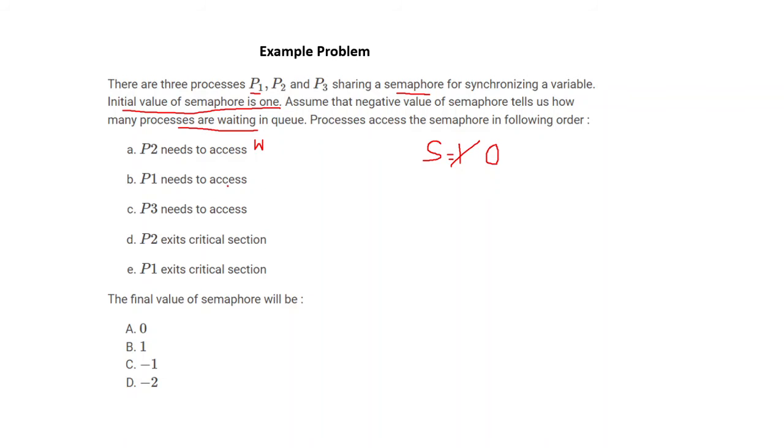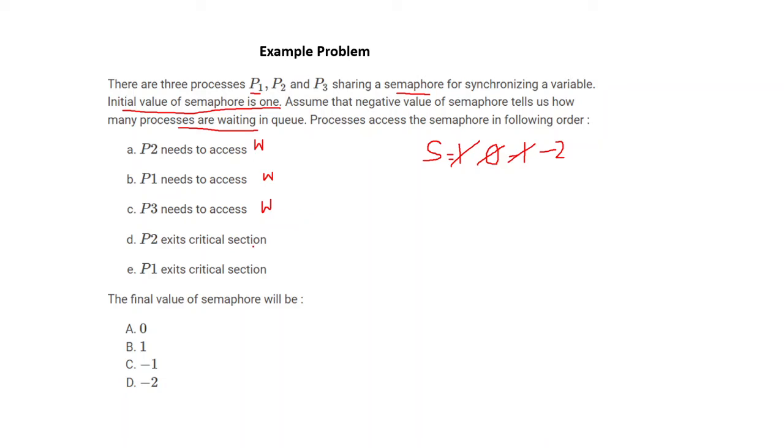Next, P1 needs to access. P1 will also execute a wait operation. It will further change the value of semaphore to -1. Then P3 needs to access, so again a wait operation on semaphore, and the value of semaphore now becomes -2.